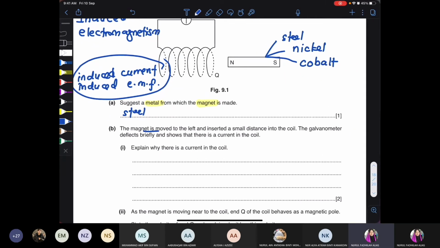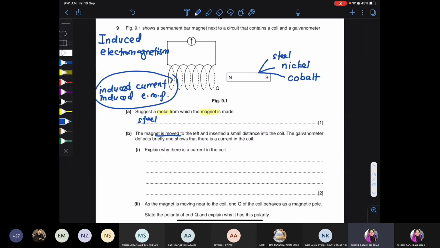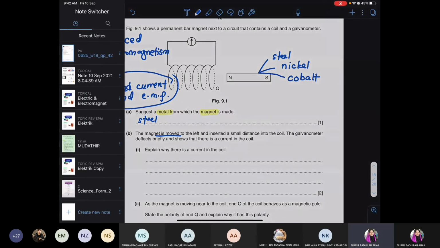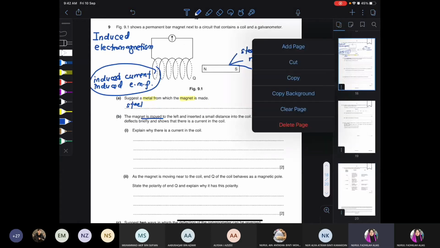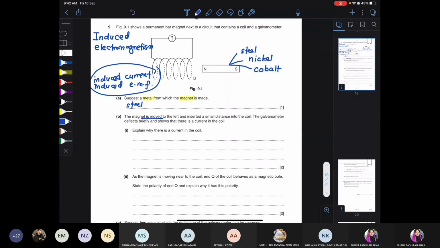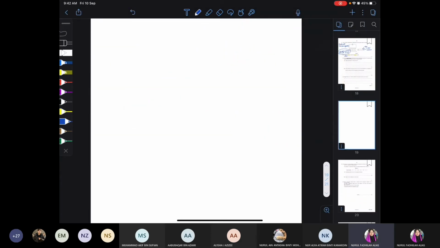The magnet is moved to the left and inserted a small distance into the coil. The galvanometer deflects briefly and shows that there is a current. Explain why there is current in the coil. For the topic of induced electromagnetism, what do you need to know about induced electromagnetism, guys?